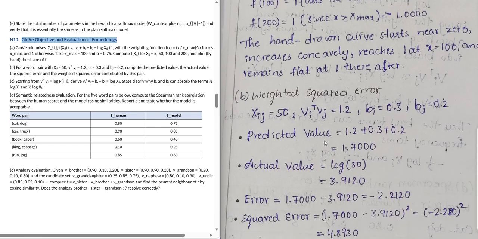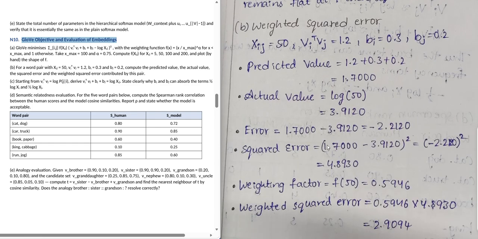Here, the weighted squared error is taking x_ij = 50, v_i transpose v_j = 1.2, and b_i = 0.3, b_j = 0.2. The predicted value is 1.2 plus 0.3 plus 0.2, which is equal to 1.7. And the actual value is 3.9120. The error is the predicted value minus the actual value.